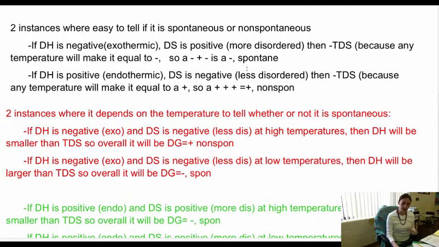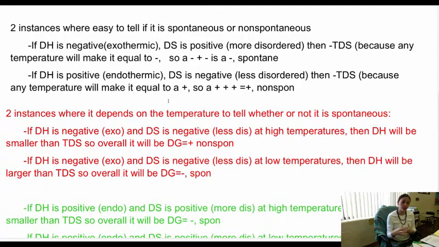Okay, on the flip side, anytime you have an endothermic reaction, that's positive delta H, you have a negative delta S, meaning it's less disordered. Okay, that means then you have your negative T delta S, because any temperature will make it a positive. So a positive plus a positive is a positive. Anytime you have an endothermic reaction that's less disordered, it's not going to happen. That's a non-spontaneous reaction. So if it's exothermic and more disordered, it'll definitely happen. If it's endothermic and less disordered, definitely won't happen.